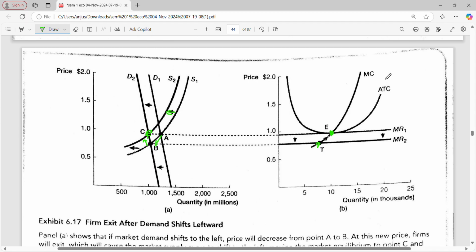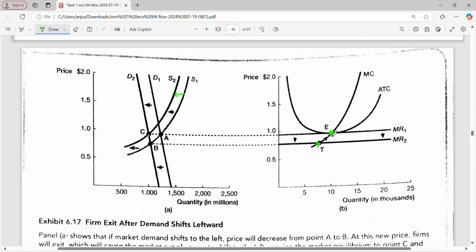So just memorize this. When will the firm exit? When the price decreases from A to B, the firms are making losses, thus firms will exit. As the firms exit, the supply curve shifts leftwards, as there are fewer products to be supplied now. So as the supply decreases, the price will increase a little more. So from B, the price increases to C. Thus again from the point T, the sellers reach point E, which is the minimum of ATC. So that is about firm exit.